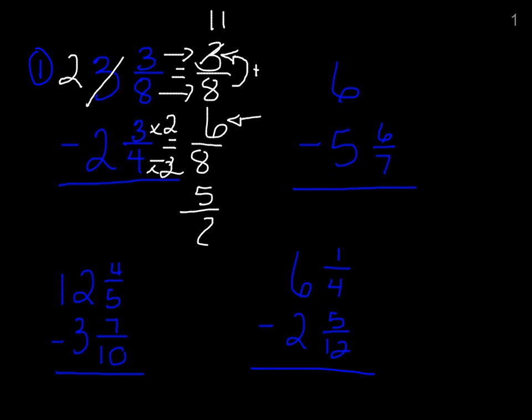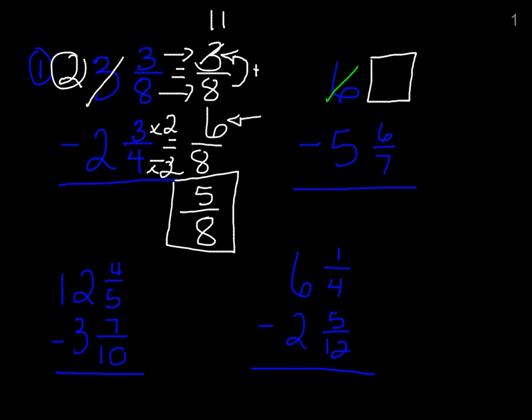So we have 5 eighths left over, and then we come over here and we do our whole numbers, and 2 minus 2 is 0. So 5 eighths is our answer. Okay, so looking at this next one, 6 minus 5 and 6 sevenths. This time you can see that there is no fraction right here. So we can't take a fraction away from nothing, so we need to borrow.